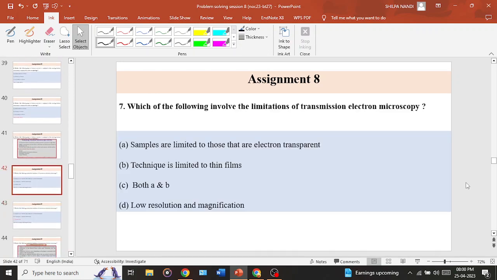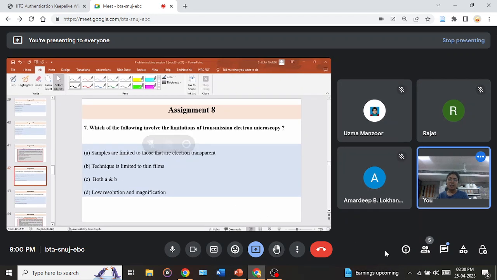That is question number 7. Which of the following involve the limitations of transmission electron microscopy? So limitations of transmission electron microscopy has been asked. Your options are A. Samples are limited to those that are electron transparent. B. Technique is limited to thin films. C. Both A and B. Or D. Raw resolution and magnification.